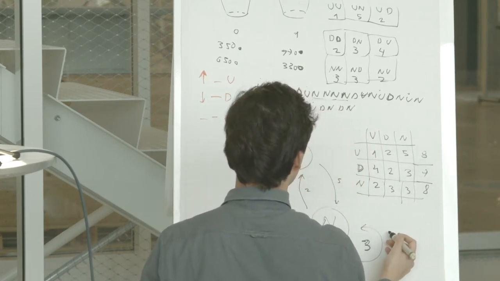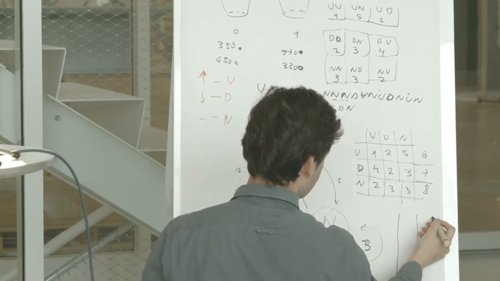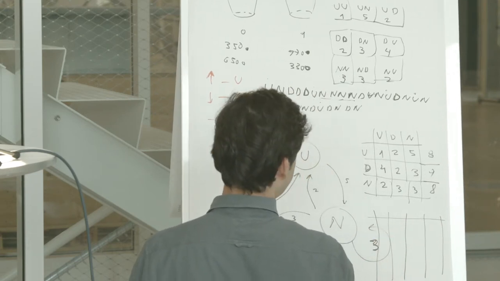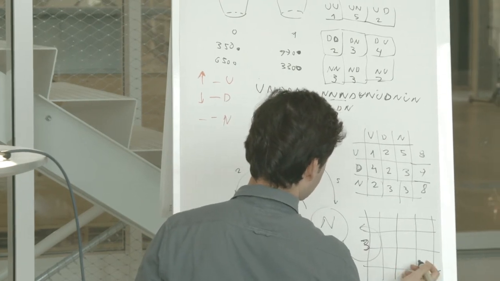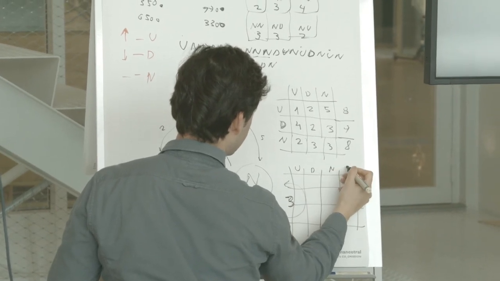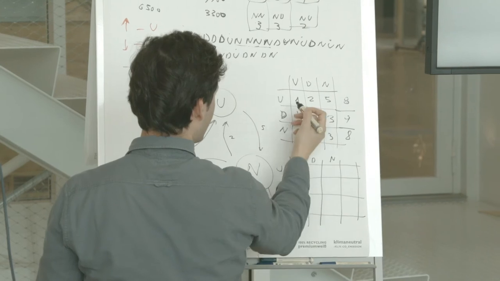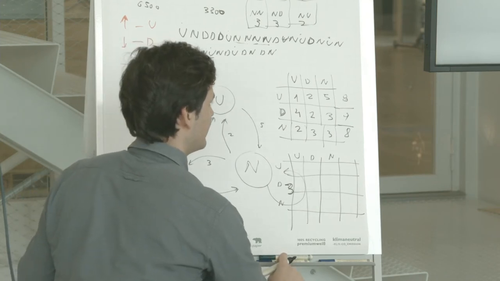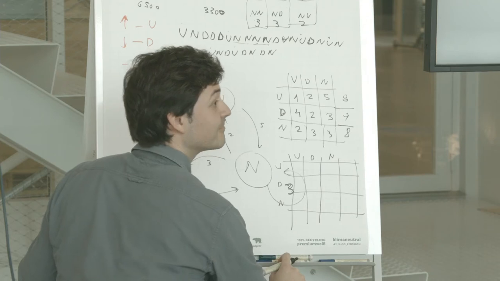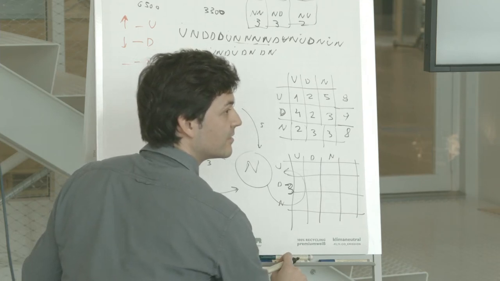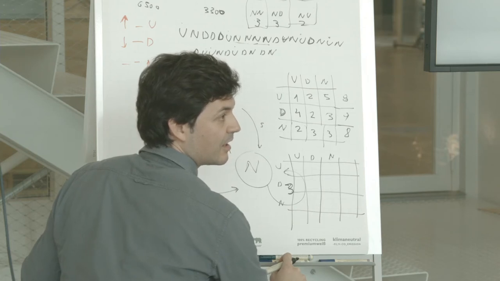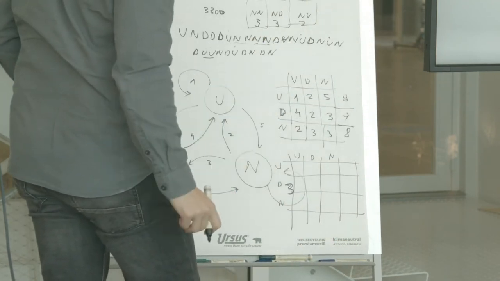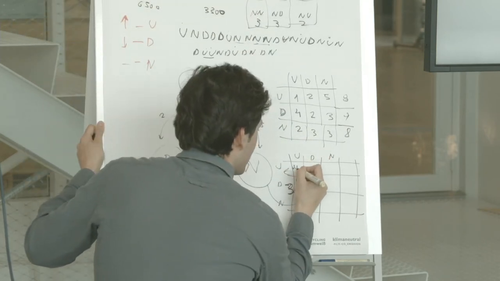And now, finally, let's make it once again. Not so nice. U, D, N. 1 divided by 8. Can someone take a calculator? If someone has a phone, just divide 1 by 8: 0.125. 2 divided by 8.